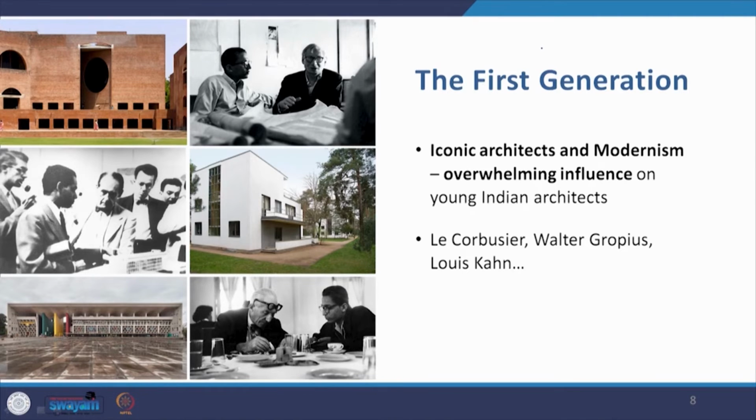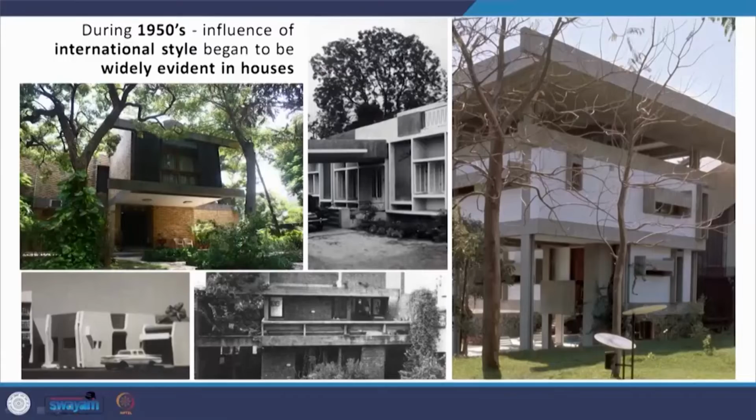Therefore, during the 1950s, the influence of the international style or modernism began to be widely evident in houses. Most of the houses being built were in exposed brick and concrete. Now, as I told you a few lectures back, it does seem that it is coming from Corbusier and Louis Kahn, because Sarabhai House, and we will see that later, was in exposed brick and concrete. Louis Kahn also worked in exposed brick and concrete, predominantly brickwork in Ahmedabad. Not only that, Corbusier designed a set of houses called Maison Jaoul, which was in exposed brick and concrete.